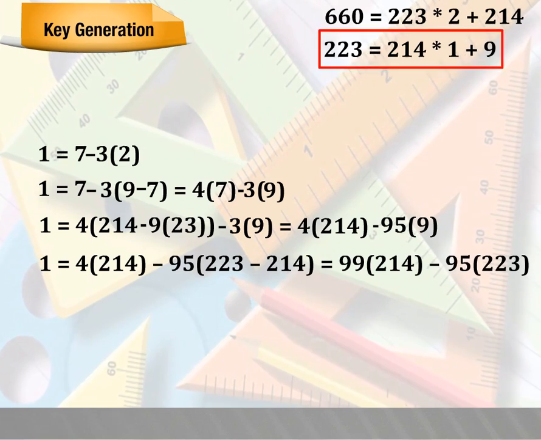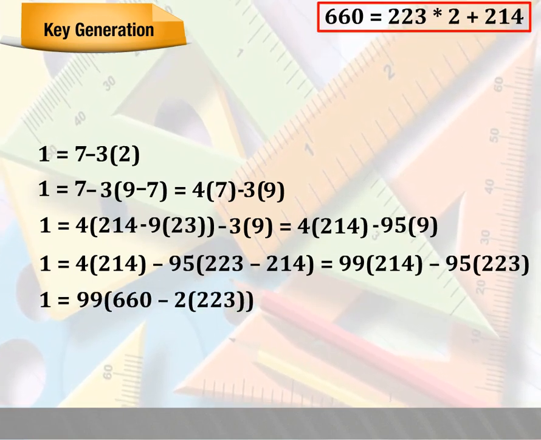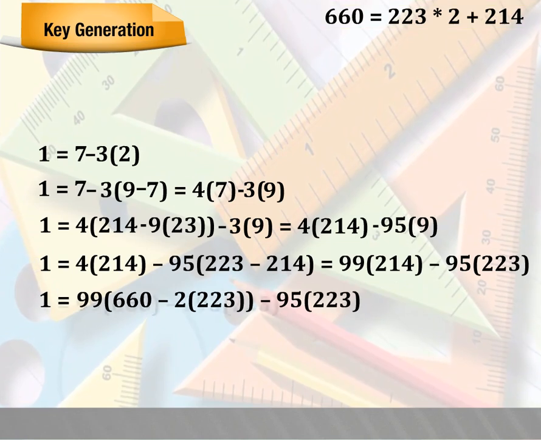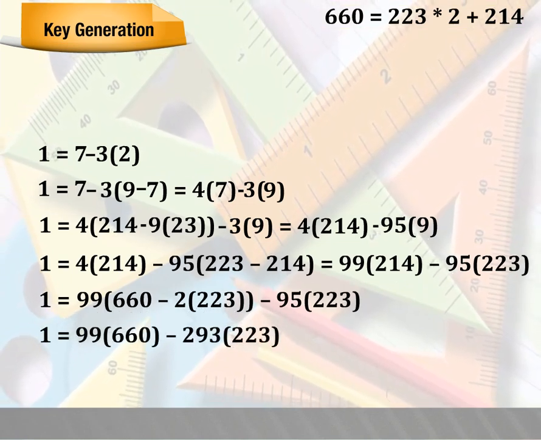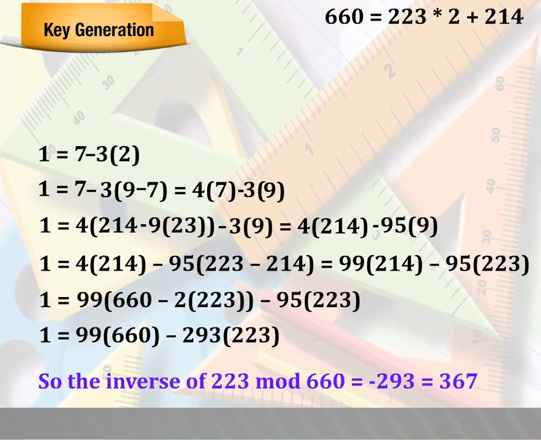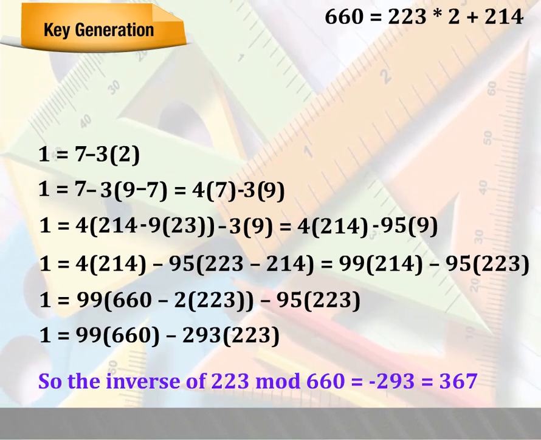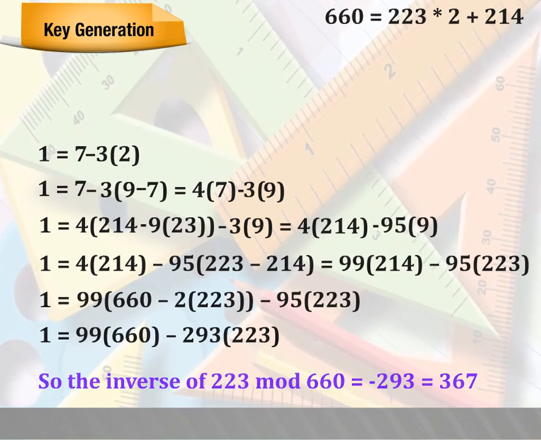minus 95 into 223. 1 is equal to 99 into 660 minus 2 into 223 minus 95 into 223. 1 is equal to 99 into 660 minus 293 into 223. So, the inverse of 223 mod 660 is equal to minus 293, which is equal to 367.